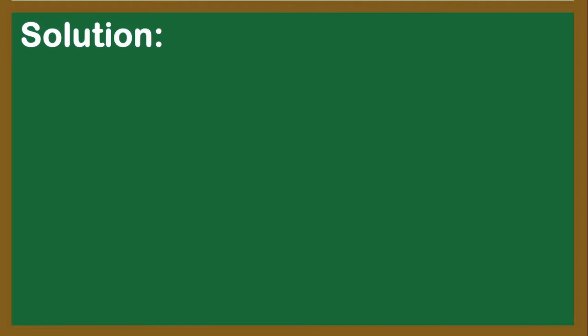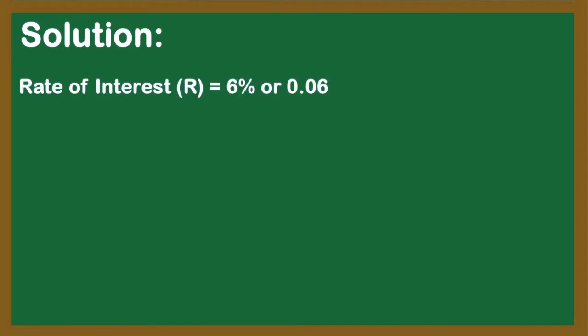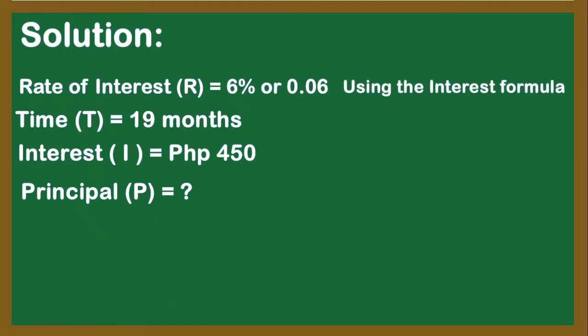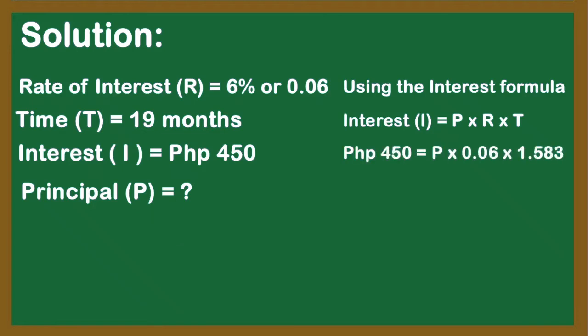Now let us have our solution. The given rate of interest or R is 6%, or in decimal form, 0.06. The time or T equals 19 months. The interest or I is 450 pesos. And the principal P is the unknown, the one that we are going to solve. Using the interest formula, interest I is P times R times T. Then substituting the given, the interest is 450 pesos.